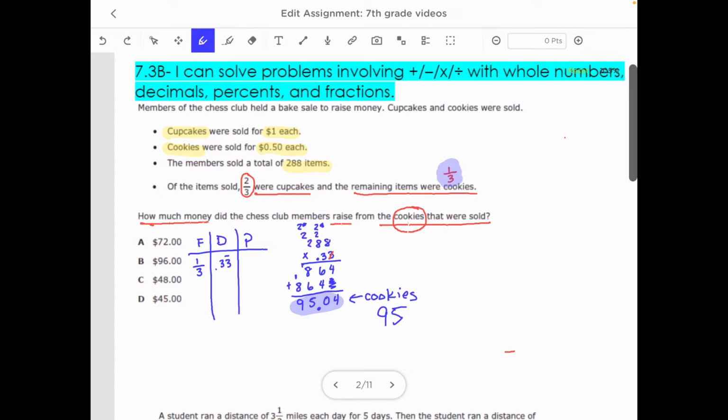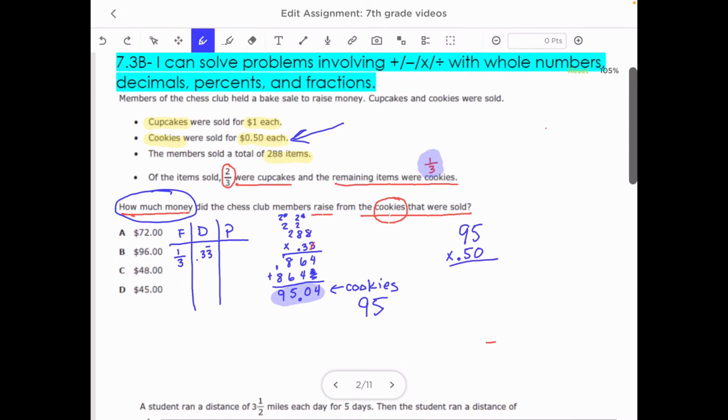Now, in the question, they didn't ask me how many cookies were sold, they asked me how much money did I raise from those cookies. So remember up here, they told us that each cookie was worth 50 cents. So now I'm going to take the 95 cookies that I sold and I'm going to multiply that times the 50 cents.